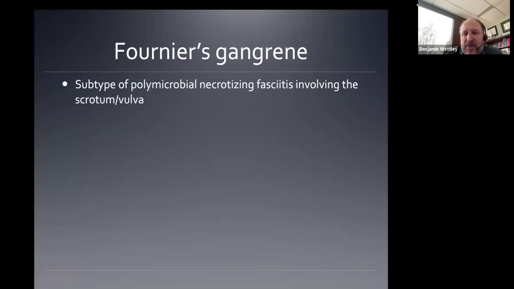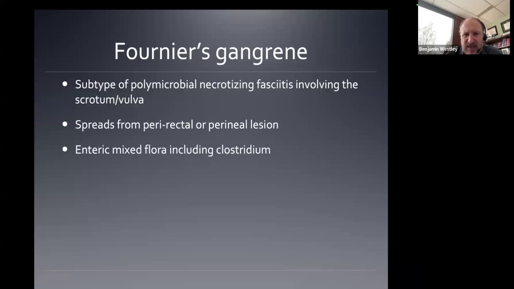And Fournier's gangrene is a subset of necrotizing soft tissue infection, and it's down in the scrotum or vulva, and it usually spreads around the rectum. And there's mixed stuff, can be Clostridium, anaerobes, gram-negative rods, like I mentioned.